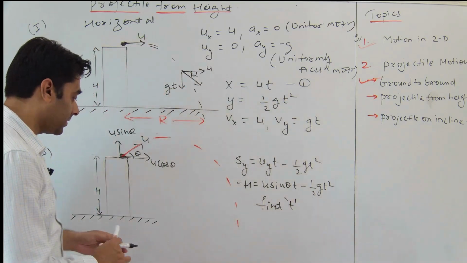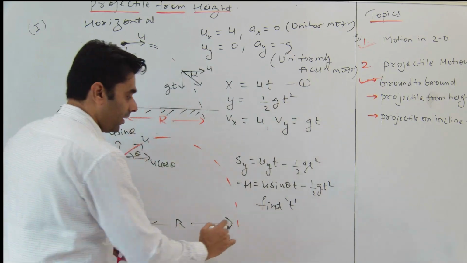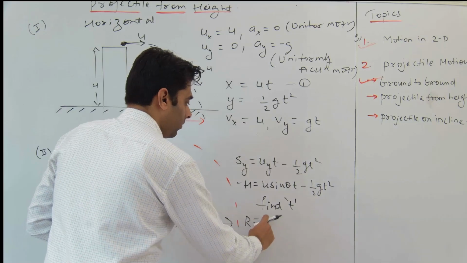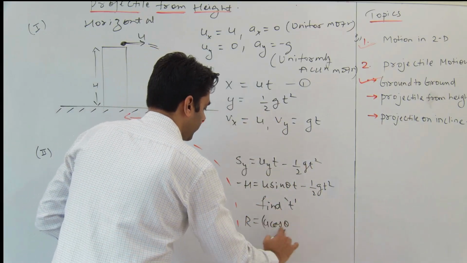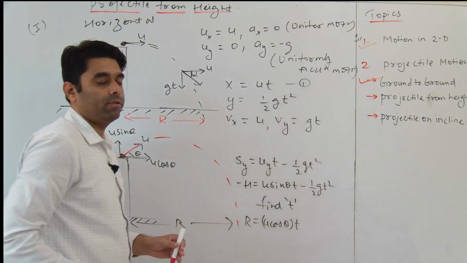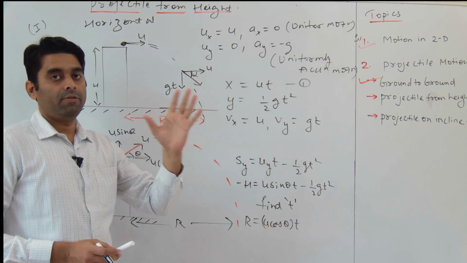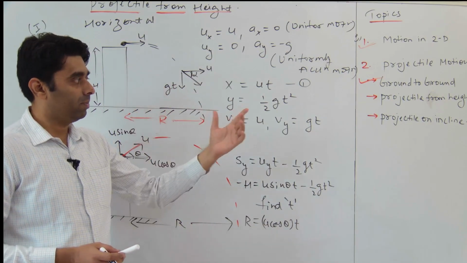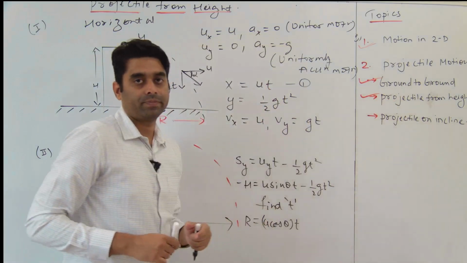Now, if they ask us the range in this case, range can be written as what? Range will be velocity in x direction into time, which is u cos theta into t. T will be calculated from this equation, right? So this is all about your projectile from height. Let us look at the next topic, which is projectile on incline. So let's move ahead.